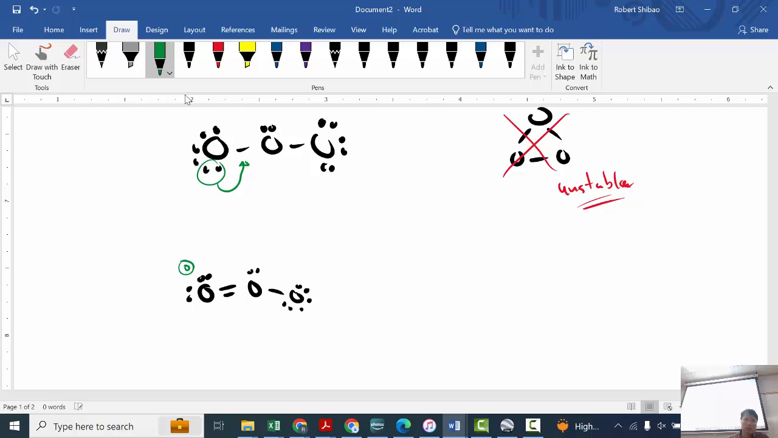What's the formal charge on the middle oxygen? 1, 2, 3, 4, 5. It's supposed to have 6, and it has 5, so it's a short one. And then this end one has 1, 2, 3, 4, 5, 6, 7. It has an extra electron. Those oxygens are supposed to have 6. So even though the average oxidation state is 0, the oxidation states aren't all 0.